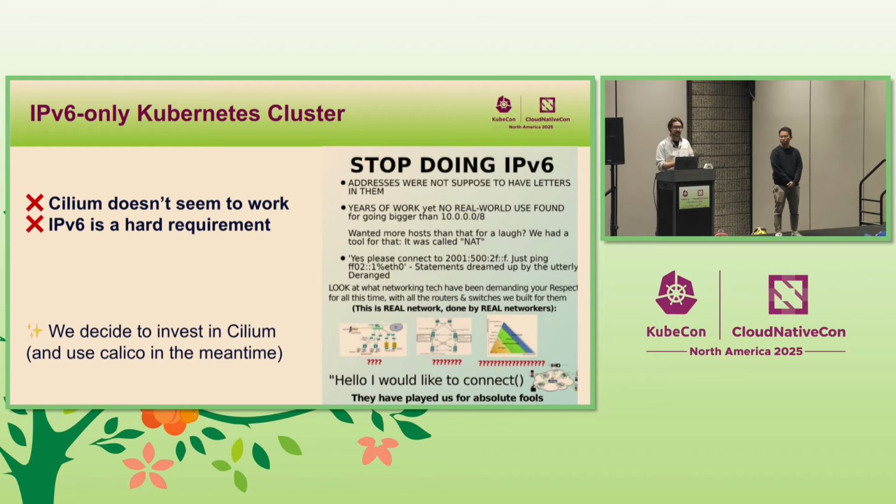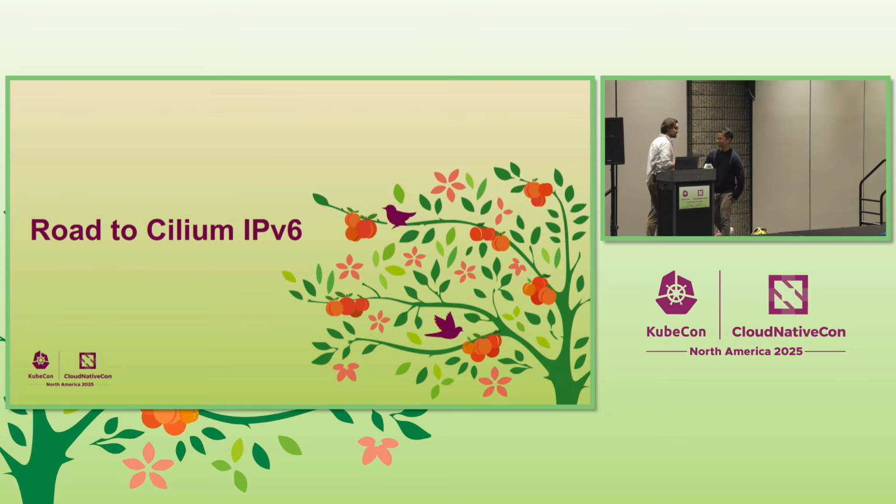And yet, despite that, we still liked Cilium so much that we decided to invest in Cilium to make it work with IPv6 only clusters. And in the meantime, use Calico as a workaround to still have those IPv6 only clusters in production. Now I'm going to let Giri walk through what we did to make that happen.